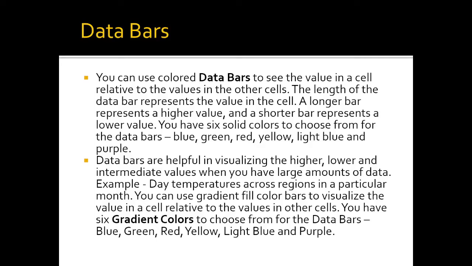Example, day temperatures across regions in a particular month. You can choose gradient fill color bars to visualize the value in a cell relative to the values in other cells. You have 6 gradient colors to choose from. These are for the data bars. These are again blue, green, red, yellow, light blue, and purple.